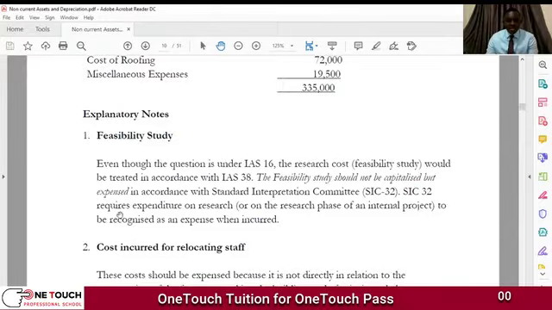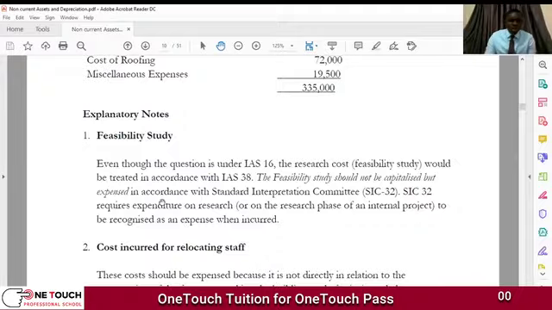Now, that requires expenditure on research or on the research phase of an internal project to be recognized as an expense when incurred. So the research cost will be recognized as an expense. The reason why it's an expense is that the feasibility could take place that will not materialize in me putting up or constructing that asset. Okay, good. That's why it is an expense.